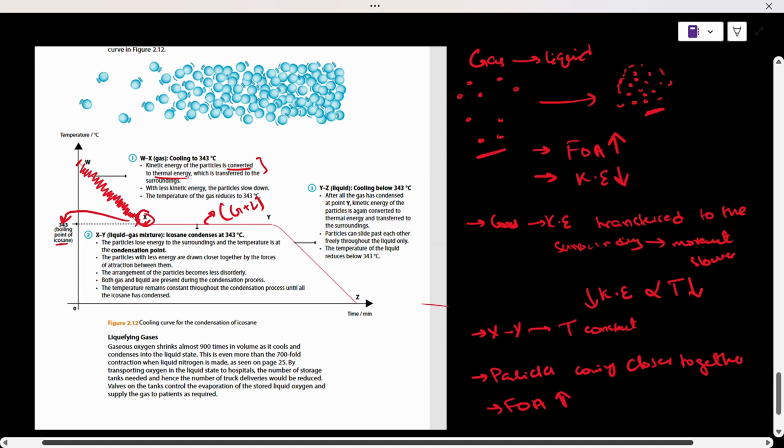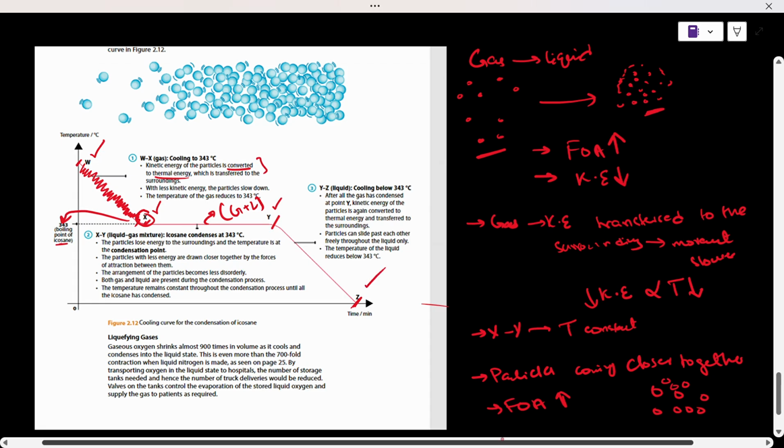They also come in a somewhat ordered manner, not that ordered, because even in a liquid the order is not that regular. So we call this a slightly disordered manner. And from point Y to point Z, it's again the same idea that we have now done so many times. It's exactly the same process as from W to X.